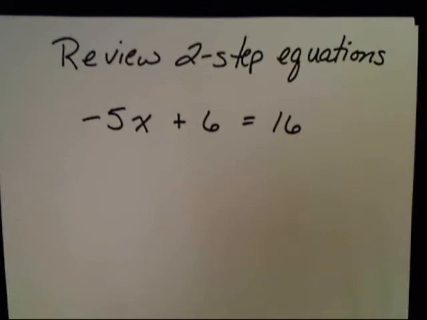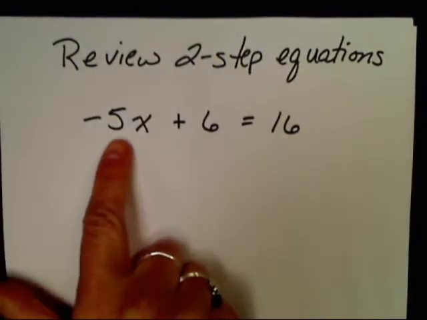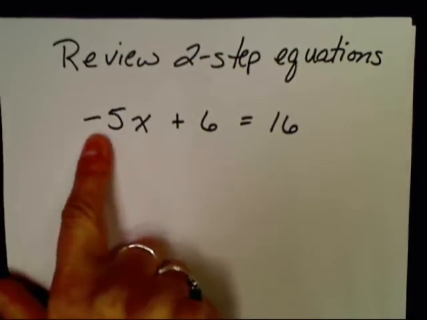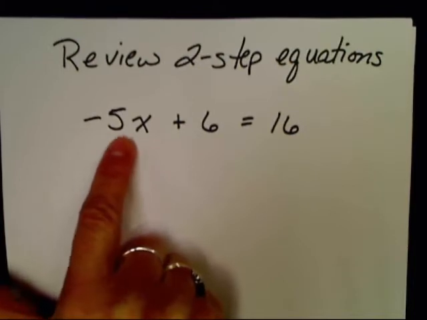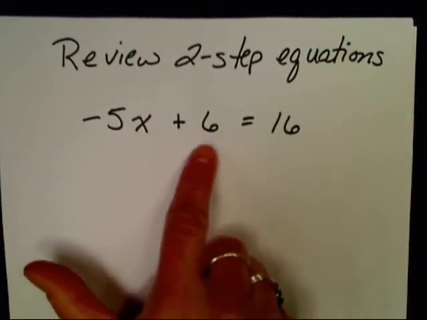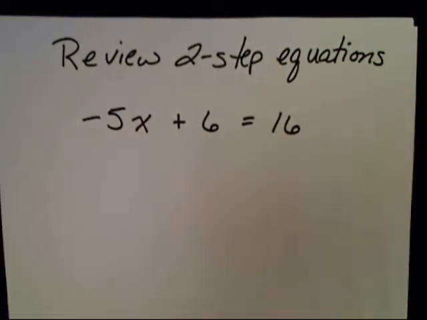Okay. Once again, here we have a two-step equation. We know it's a two-step equation because we have this negative 5x. Remember, that's a negative in front, not a subtraction sign. There's nothing between the number and the letter, so we know that that's multiplication. Negative 5x plus 6 is equal to 16. So we have the multiplication and addition on one side of the equal sign and just a single value on the right side of the equal sign.